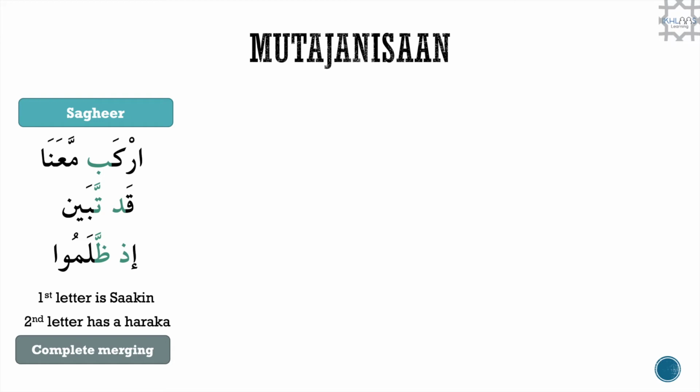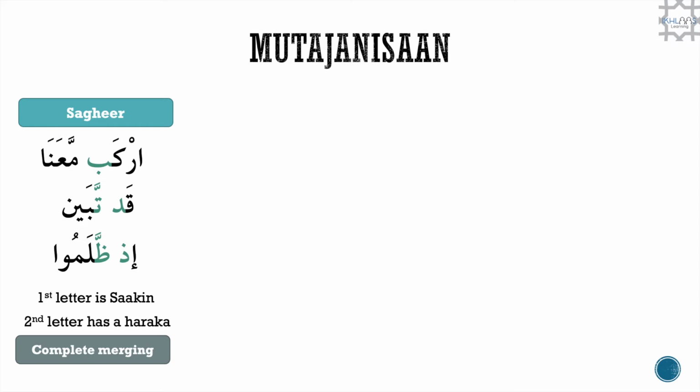The second, the same concept, we would disregard the letter dal and we would join the qaf fata to the ta fata. And you can see there is a shadda on the ta. We wouldn't say qad tabayyana, you would say qad tabayyana. The third example, again, we would disregard the letter dal and we would join the hamza kasra to the letter dha and we would say idhalamu. This is known as idgham mutajanisaan saghir.